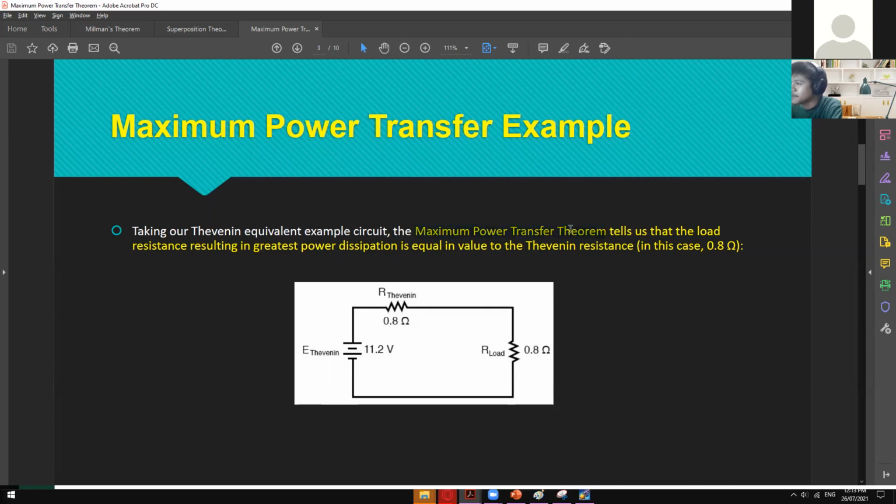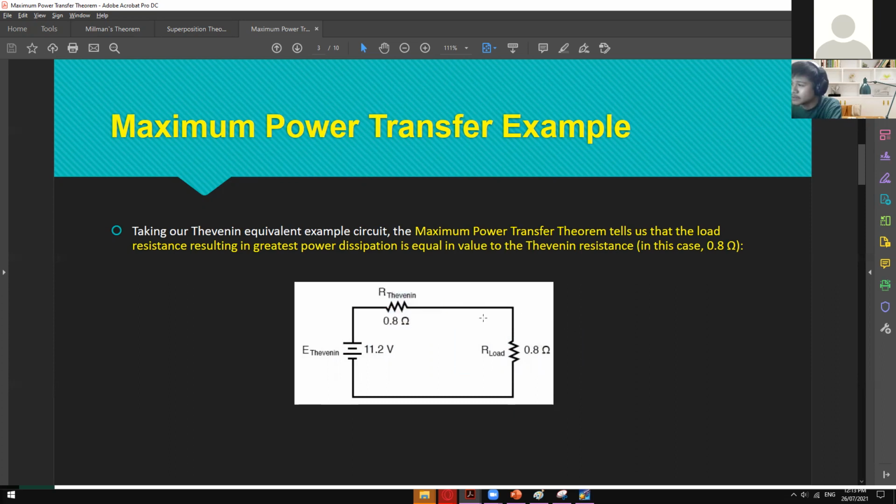Anyway, so the maximum power transfer theorem tells us that the load resistance resulting in the greatest power dissipation is equal in value to the Thevenin resistance. I wasn't able to mention the question, but the one that we are trying to solve is the power that's being transferred to our R load. So we should be able to maximize the power that's being dissipated from our E Thevenin that will be passed on to our R load.